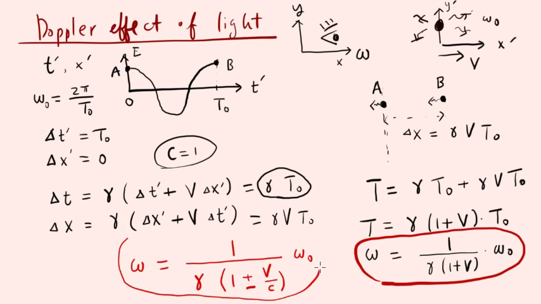And so what it is that plus sign corresponds to the case when the source is moving away from you, and minus sign corresponds to the case when the source is coming towards you. So for the case when it's coming towards you, you can do the same derivation as in here, and you can verify that the sign here becomes negative.